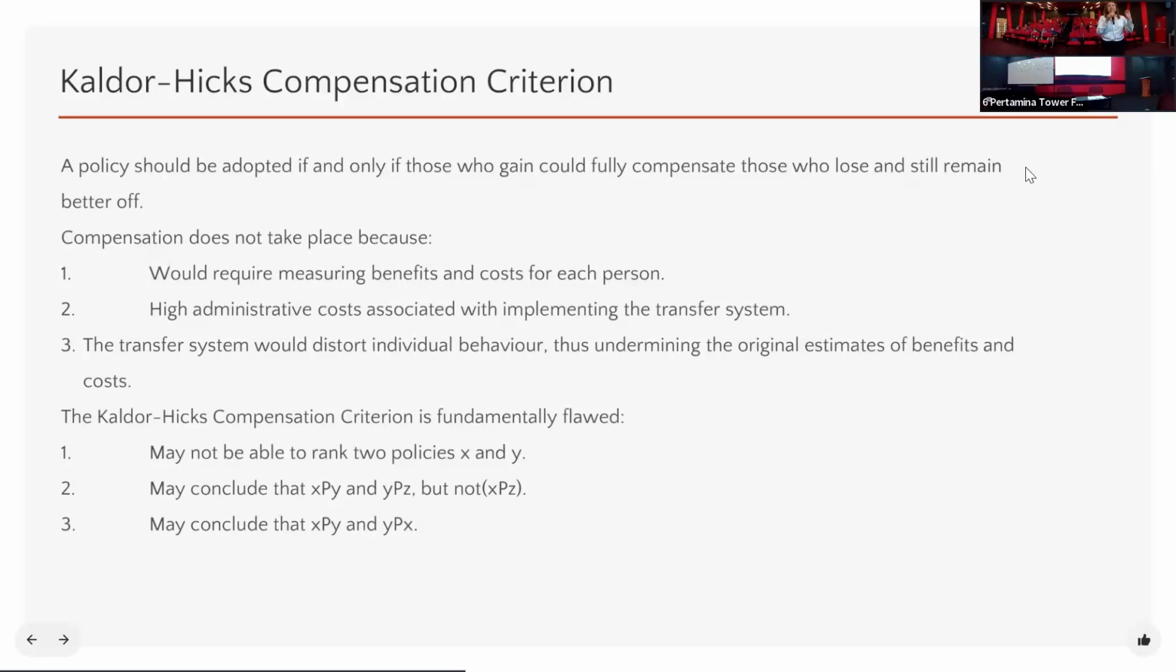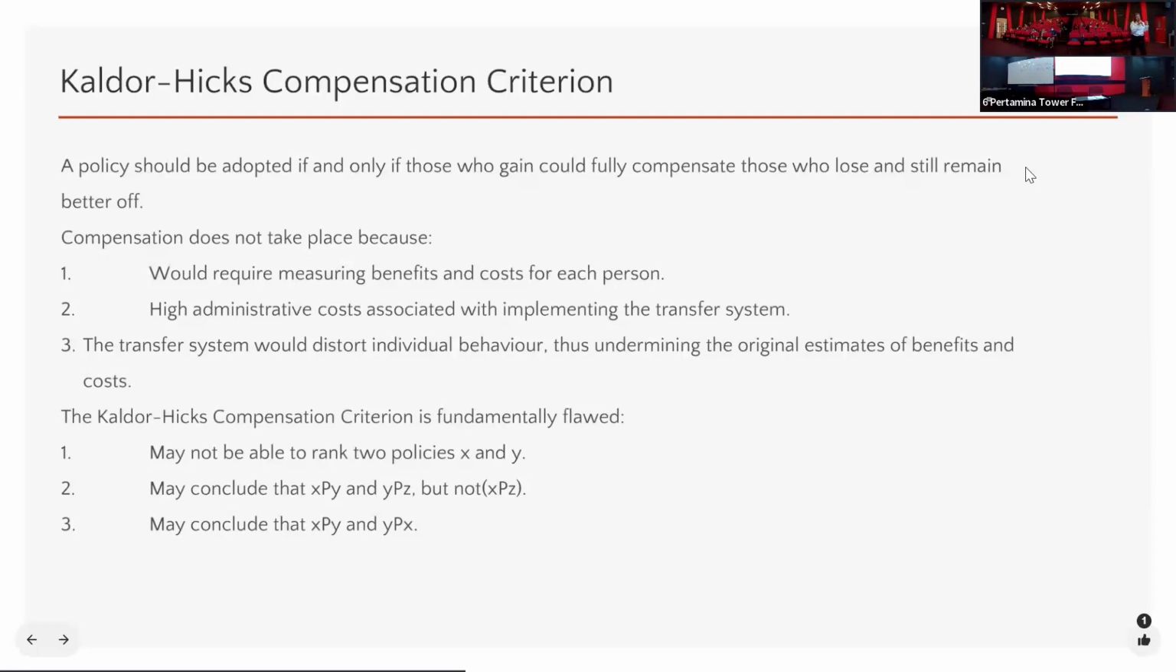The Kaldor-Hicks is fundamentally flawed. This is because it may not be able to rank two policies, X and Y. So when I put P, I mean preferences, weak preferences. So it may conclude that X is preferred to Y and Y is preferred to Z, but not that X is preferred to Z. So as you remember from your micro lessons, there is no transitivity, okay? And that is an issue for us.